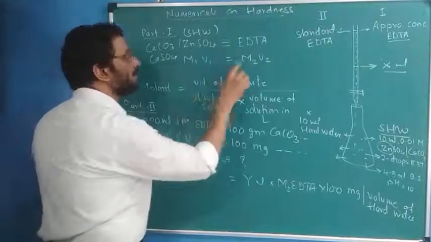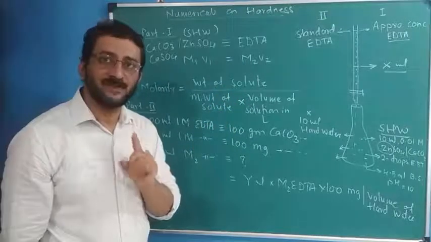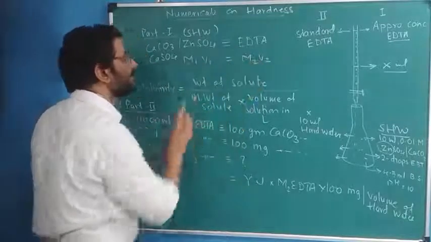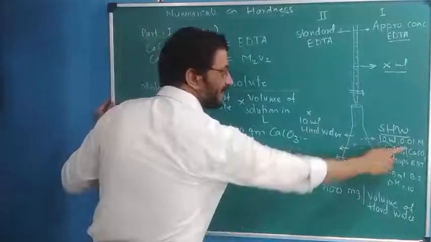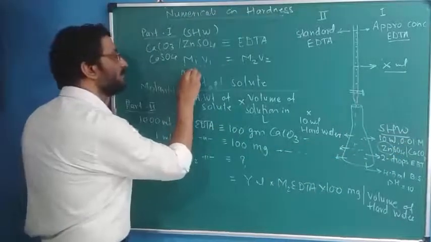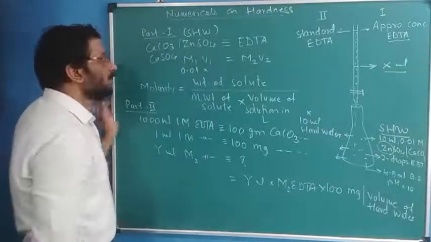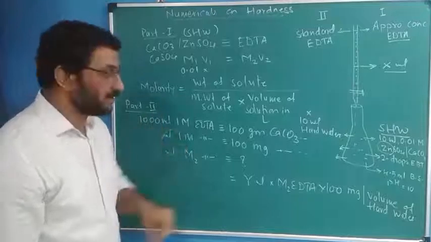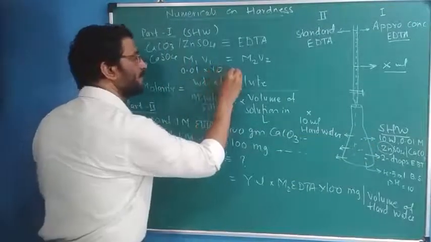How do we get them? We want to find out M2, that is the molarity of EDTA. So M1 V1 for this, M2 V2 for this. M1 is the molarity of zinc sulfate. It is given in this case, so put that value 0.015. V1 is the volume of the salt solution or standard hard water. How much have we taken? 10 ml. So take 10 ml.